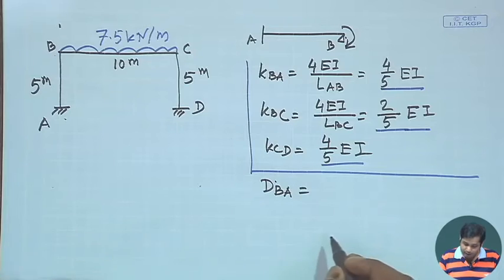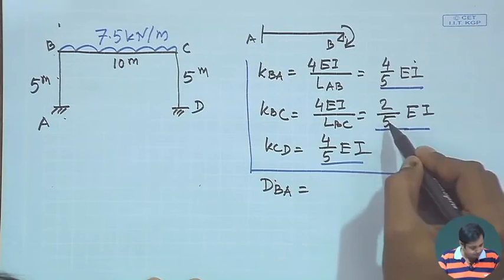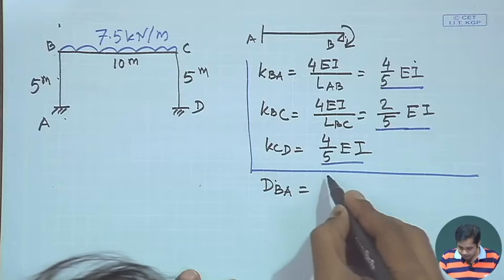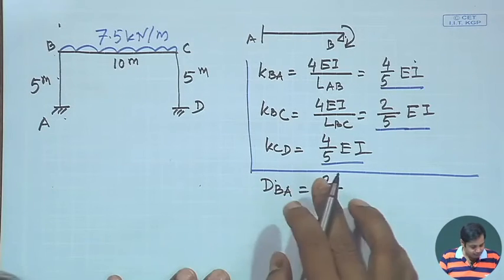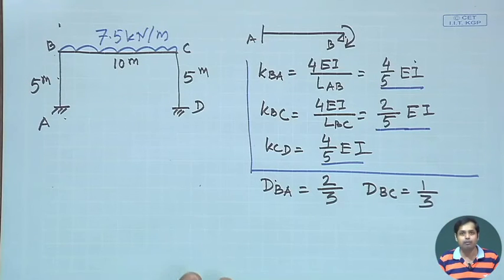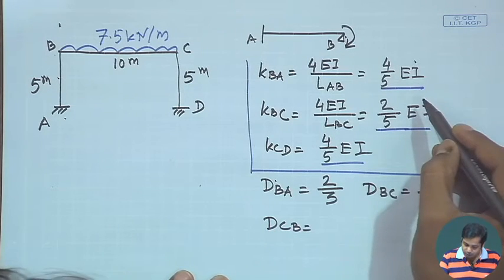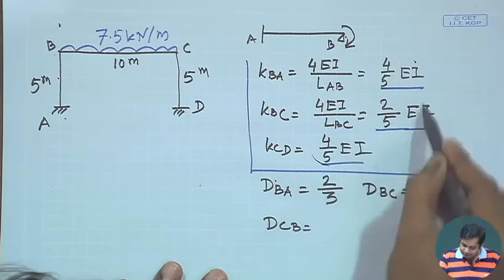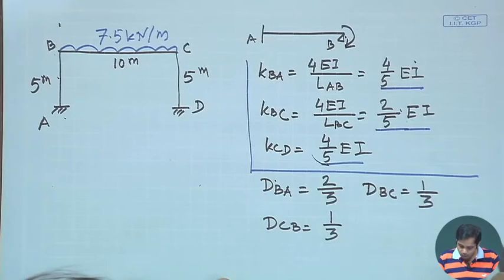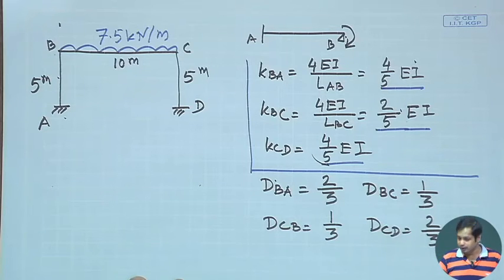The distribution factor DBA will be the stiffness of BA divided by the sum of the stiffnesses of BA and BC. So 4/5 divided by this sum, and if you do that, you get 2/3. Similarly, the distribution factor for BC will be 1/3, and the distribution factor for CB will be 1/3, and for CD will be 2/3. So these are the distribution factors for the different members.